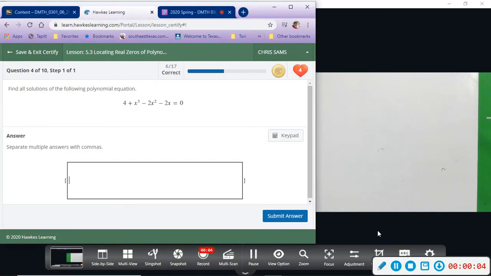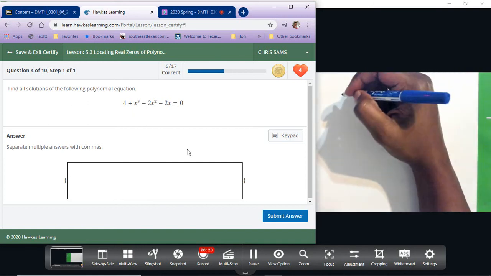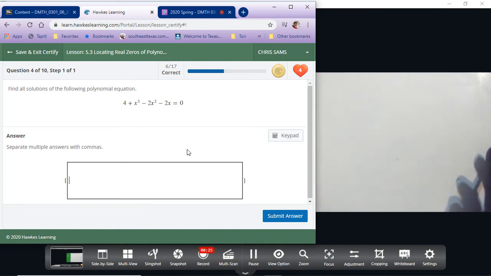Alright, number 4, we have the same thing, and we want to find all the solutions. So we have this polynomial function, we want to find all the solutions. If you notice right now, this problem is not in order. So I'm going to write it down in order from highest degree to smallest.